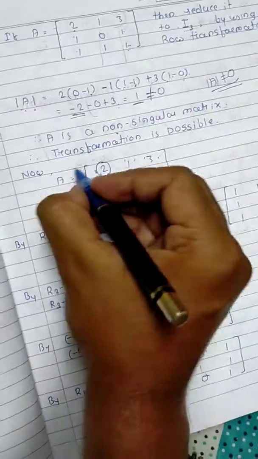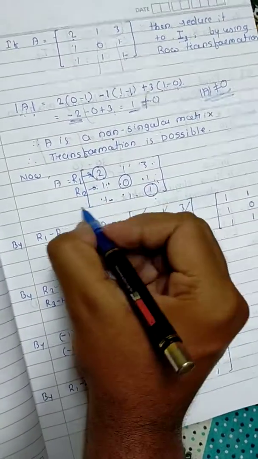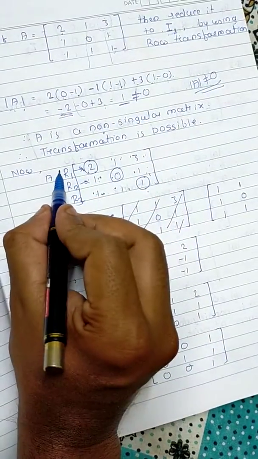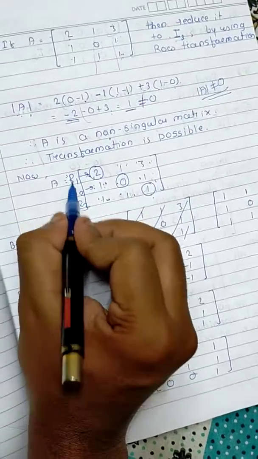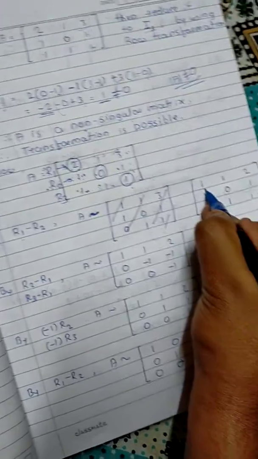So same we have done, R1 minus R2. I am mentioning for your convenience, this is R1, this is R2, and this is R3. So we are going to subtract R1 minus R2. So R1 minus R2, all the elements are going to subtract. 2 minus 1 is 1. I have written it over here.